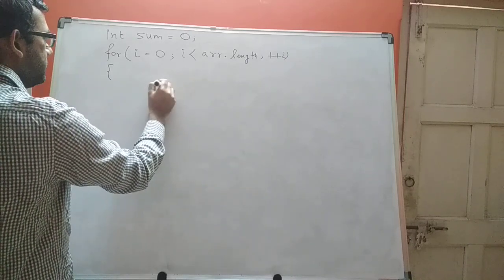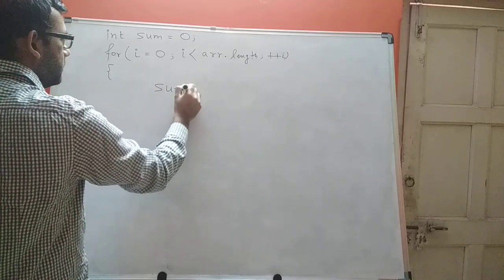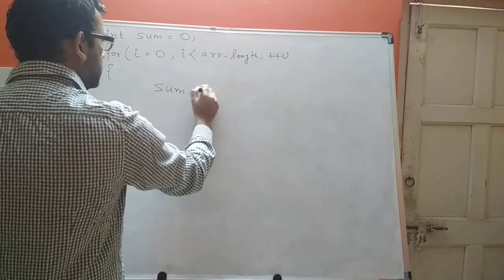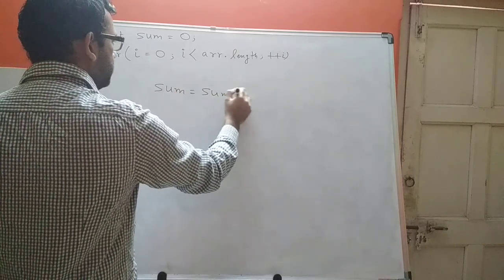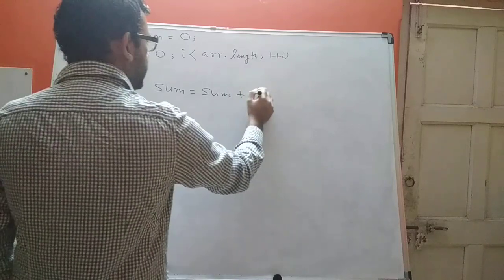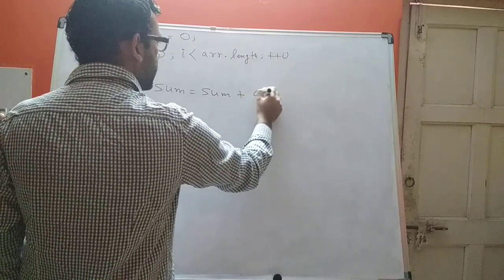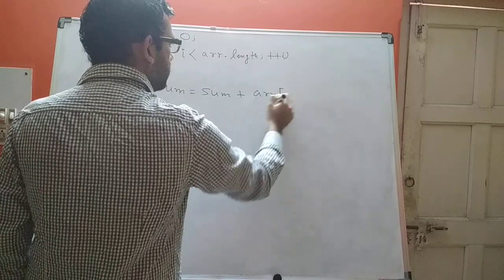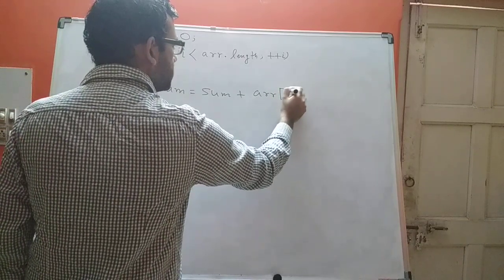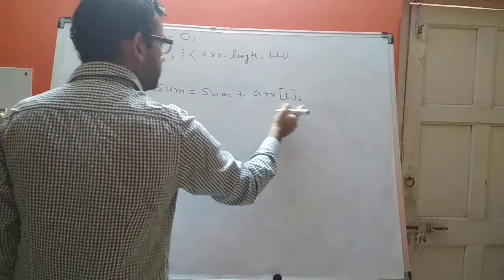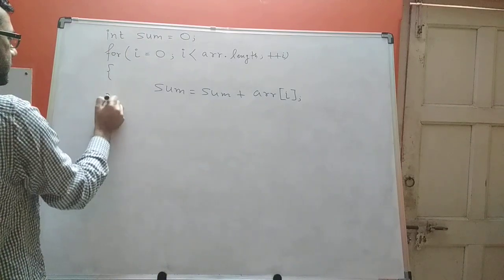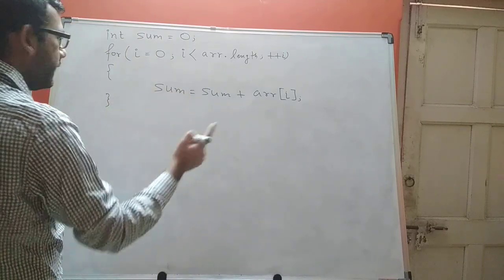So how do you find the sum? You say sum is equal to the current value of sum plus the current array element. So how do you access the current array element? You write the name of the array and then within box brackets, you give the index value. This will help you to find the sum of the elements. I'll do a dry run, don't worry.